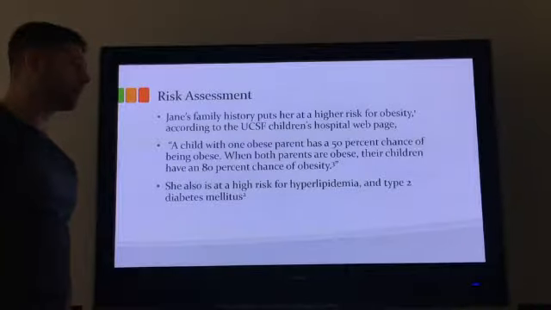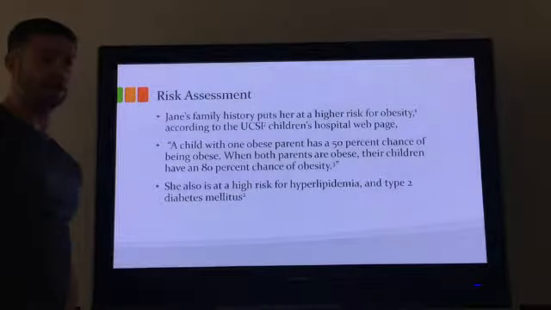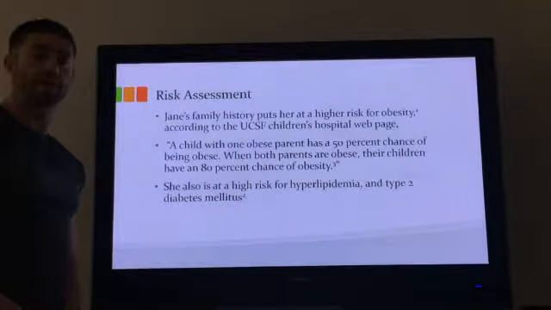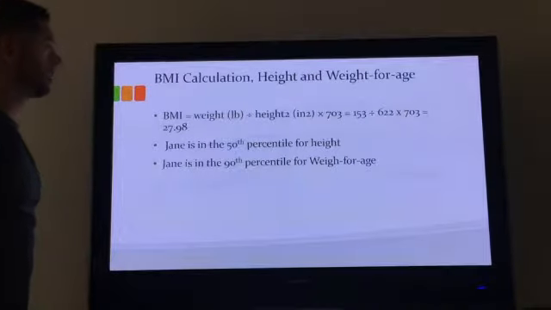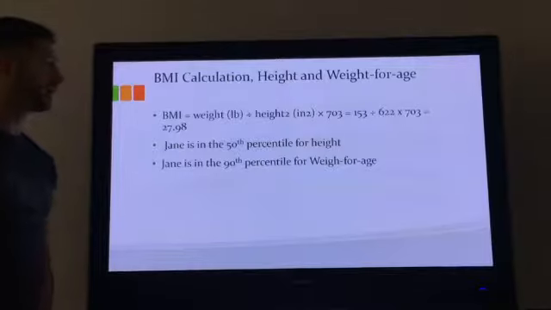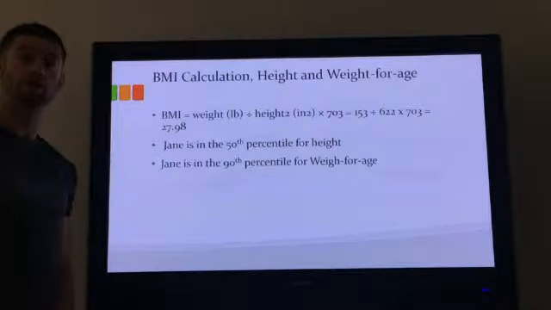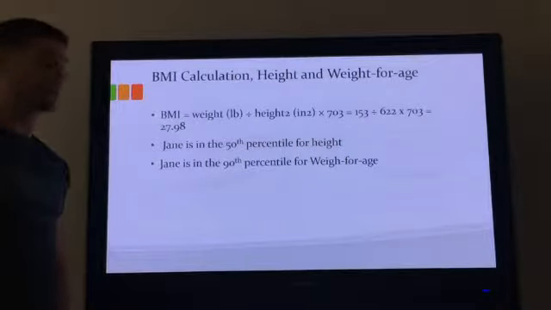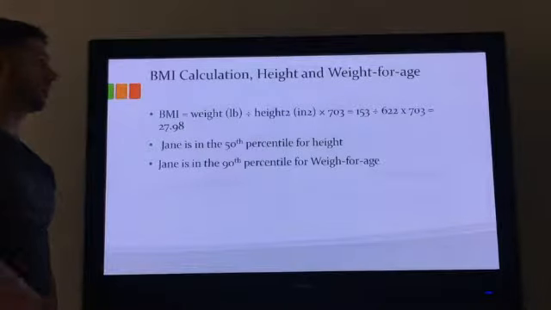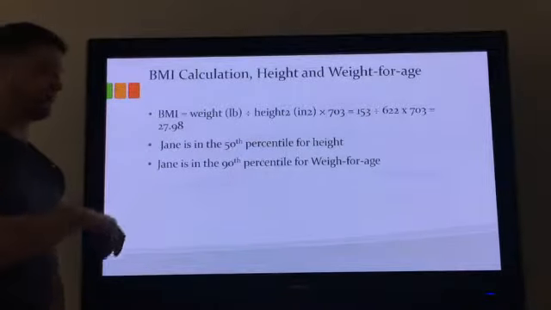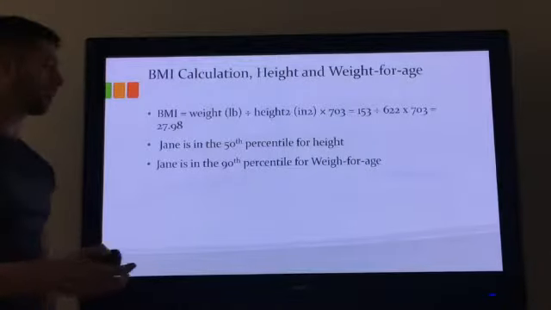She's also at high risk for hyperlipidemia and type 2 diabetes based on her family history and her current lab results. So we need to look at her BMI, how we calculated it, and where she's at with the rest of her metrics according to the CDC. With her BMI, she calculates out right at 27.98 or 28 on her chart.